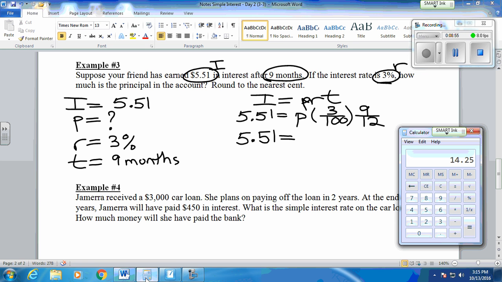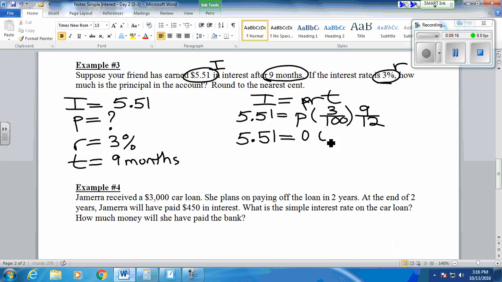I'm going to calculate 9 divided by 12, which gives me 75/100. I'm going to multiply that by 3/100. I'm changing it to a decimal, and I get 225 10,000ths. You need to make sure that you write all of those digits down. If you leave off any of those digits, you're not going to get an accurate answer.